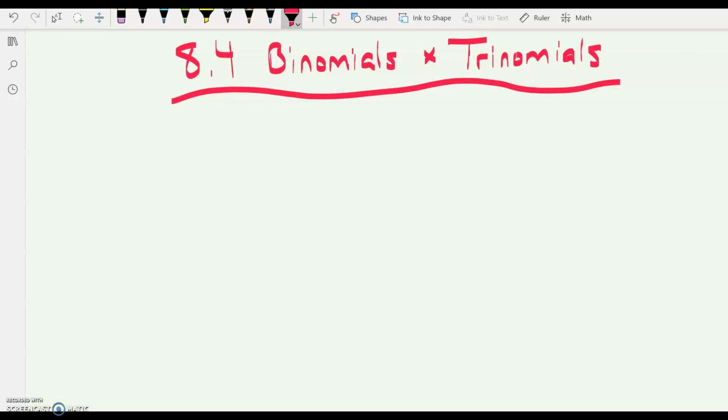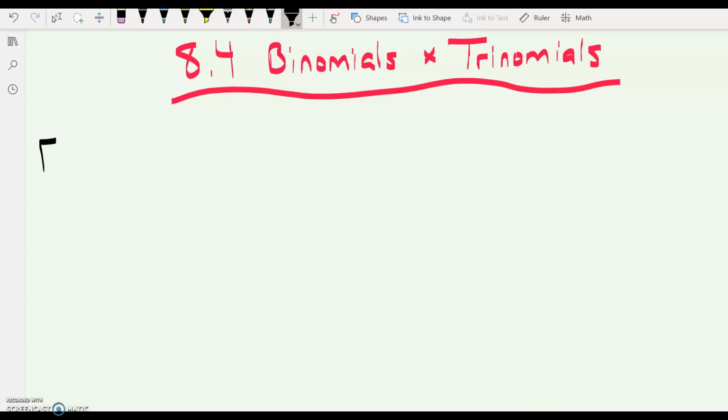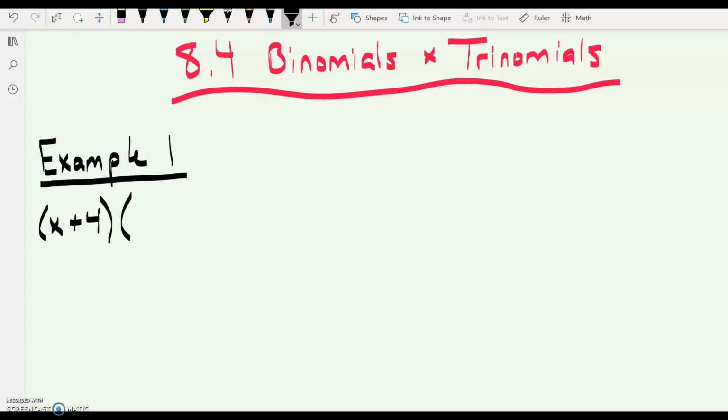I'll do one of the area model, and then I'll bring in one geometric application problem to talk about for today. So the first example, we'll call that example 1. Example 1 is going to be x plus 4, that's your binomial, times your trinomial, which would be x squared plus 3x minus 6.